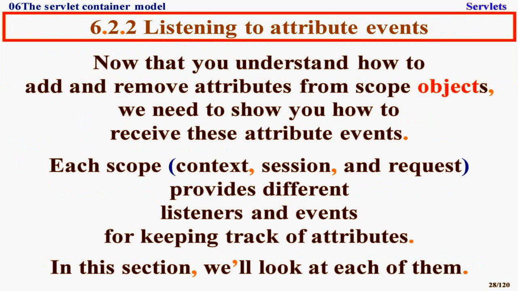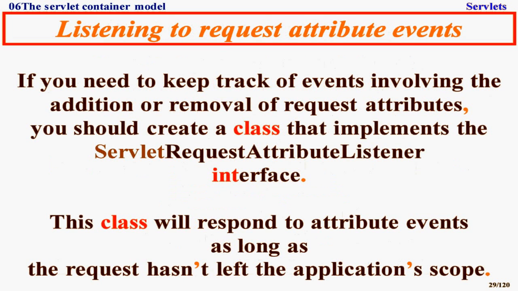6.2.2 Listening to attribute events. Now that you understand how to add and remove attributes from scope objects, we need to show you how to receive these attribute events. Each scope, context, session, and request, provides different listeners and events for keeping track of attributes. In this section, we'll look at each of them.